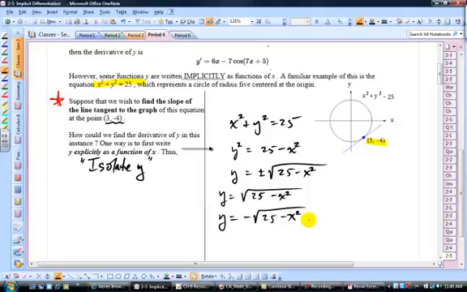Yeah, this is the upper half. The positive root is the upper half. The negative portion is the lower half. Okay? Let's write that down. This is the upper half of the circle.